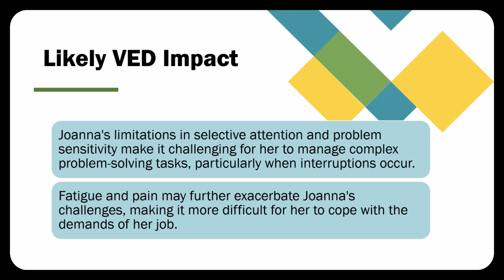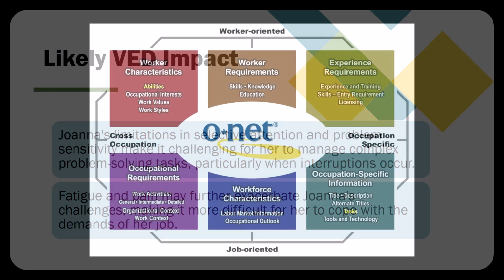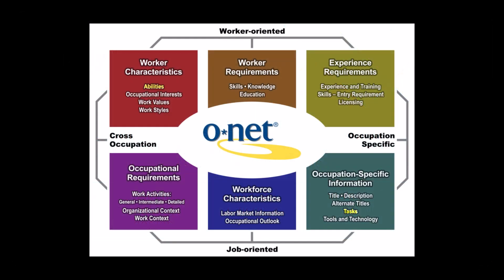So why are occupational therapists the best professionals on the team to work with Joanna at this level, to focus on the abilities she's going to need to address to get back to safe and dependable employment? ONET does this for us. This is the ONET content model. It has 6 different large databases that are all integrated.